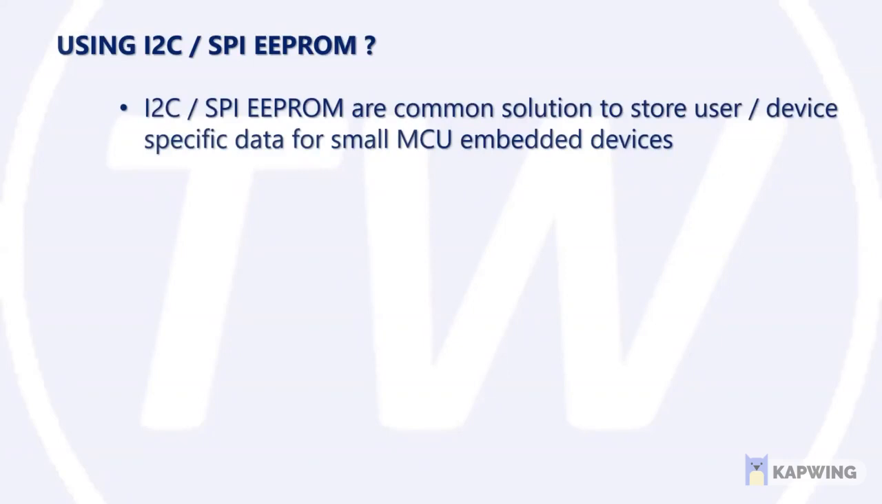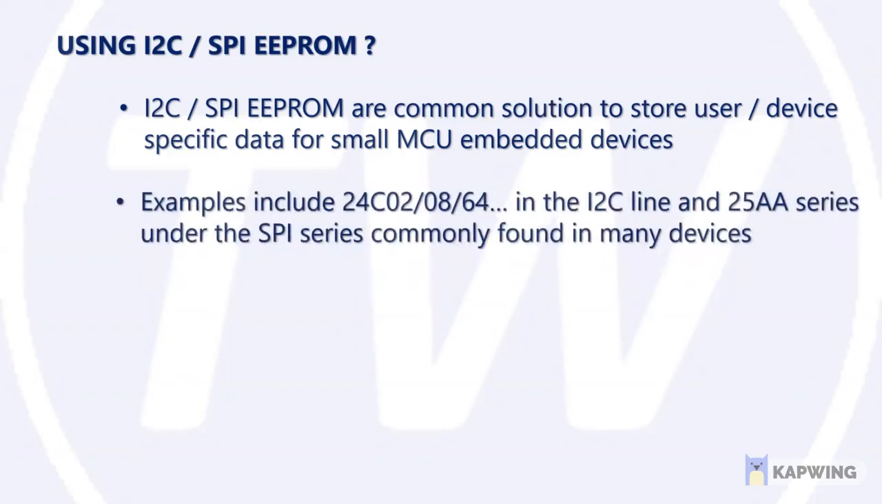Now, I2C or SPI EEPROMs are a very common solution, obviously, to store data, device configuration data, or device ID data. Some even store encryption passwords. So there can be n number of use cases for that. What are the examples? Obviously, examples are the 24CXX series, for example we have 24C08 or 24C64, or we also have the 25AA series, which are the SPI series for users.